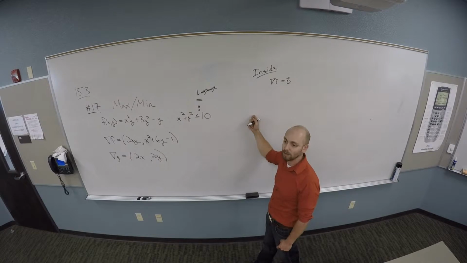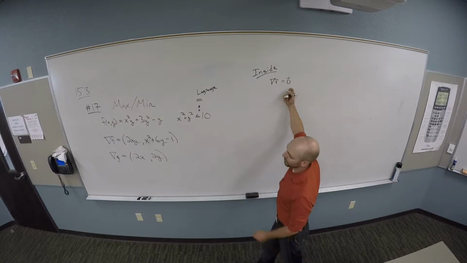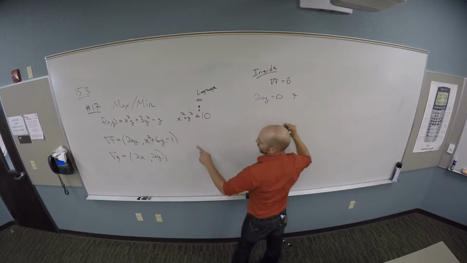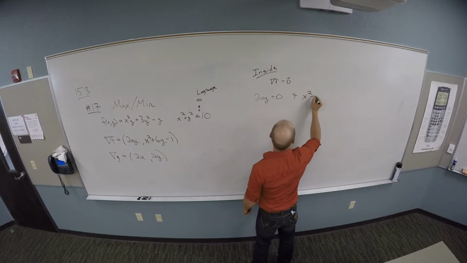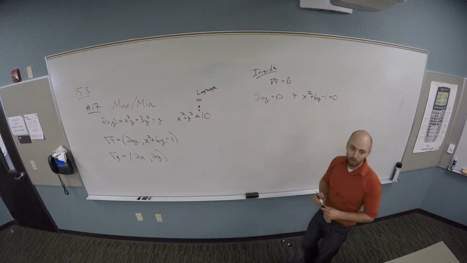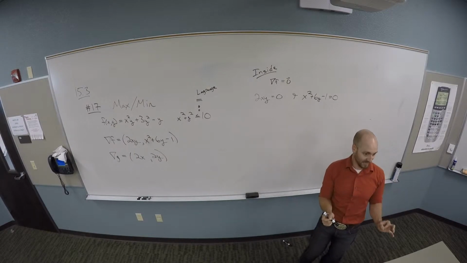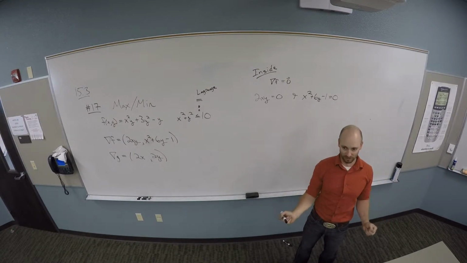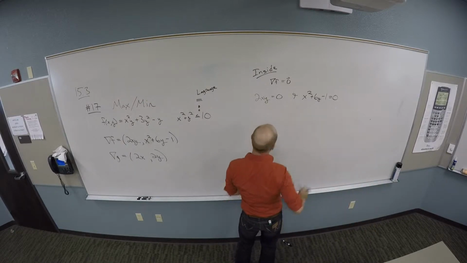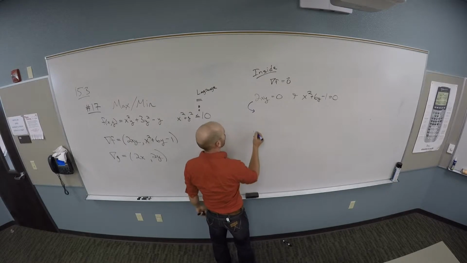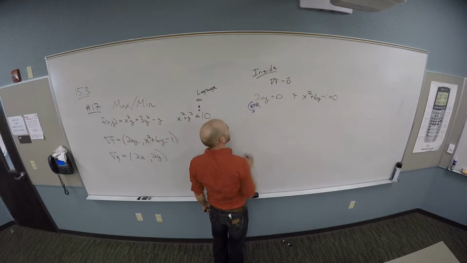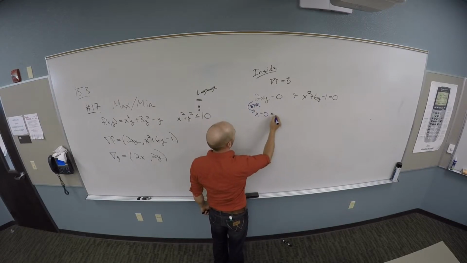Okay, so inside, I've got gradient of f is 0. That's 2xy is 0, and x squared plus 6y minus 1 is 0. Remember, these have to happen simultaneously. So which one's easier? The left. They can both be 0. Perfect. The left thing tells you, according to the zero product rule, x is 0 or y is 0.